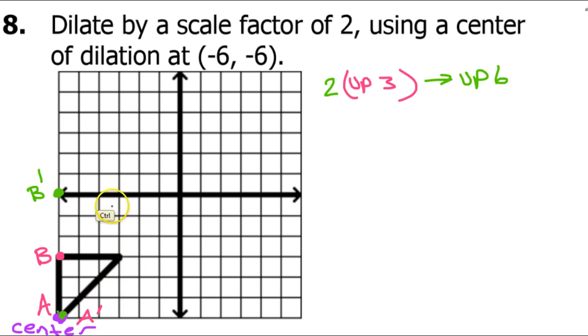Now let's go ahead and do point C. If you wanted to get to point C from the center, you would have to go up 3 and right 3.